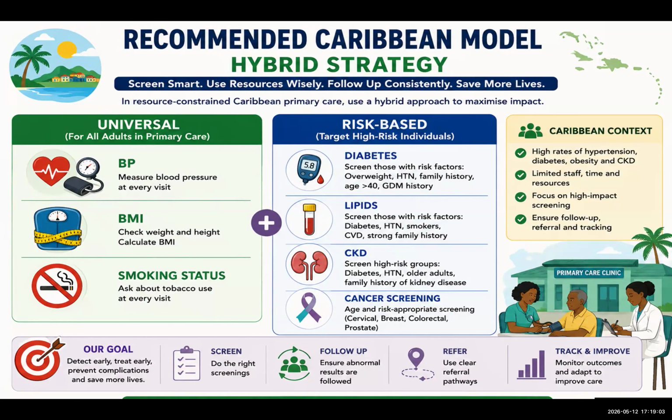So people with risk factors like being overweight, having a family history of diabetes or hypertension, or who actually have hypertension already, we're screening them for diabetes. People who have diabetes, hypertension, smoking, past history of CVD, screen the lipids, screen for CKD, and age- and risk-appropriate screening in females for cancer, as well as men.